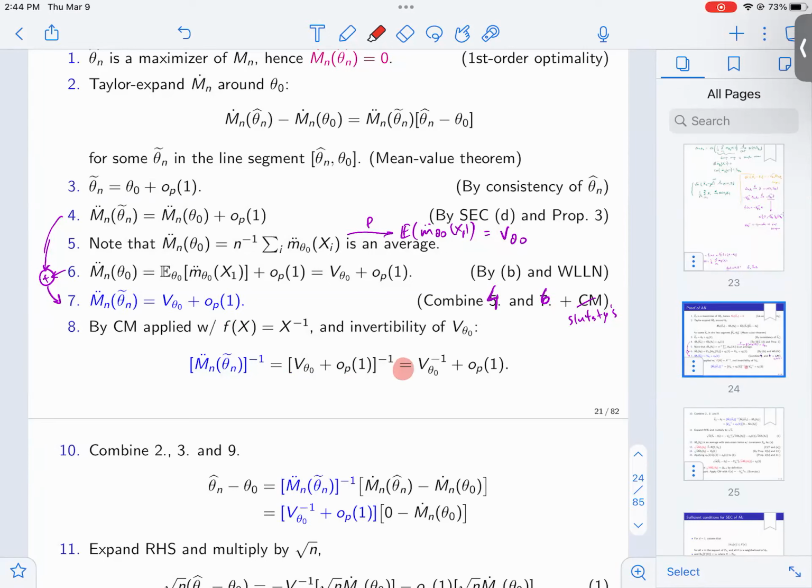Okay, so something which is weighted plus OP1, I can pull out OP1, put the negative here. So this is basically saying I'm applying the function to the OP1. If you get comfortable with this notation, you can see this is really the continuous mapping theorem applied with this function. So every step is justified, but intuitively, if this is converging to V theta naught, if I invert it, the inverse should converge to the inverse of this, plus a little OP1. But formally, that's an application of the continuous mapping theorem. Okay. Sounds good.